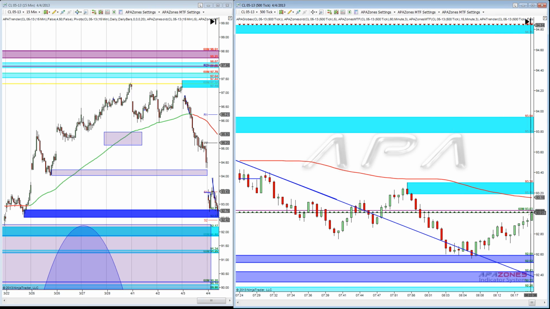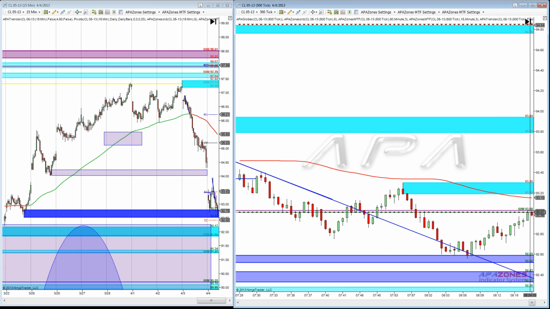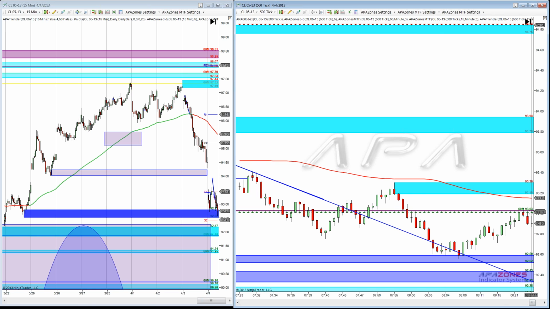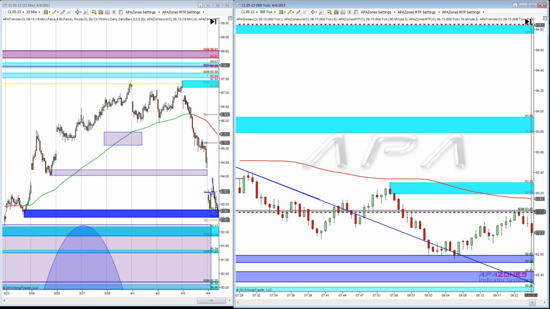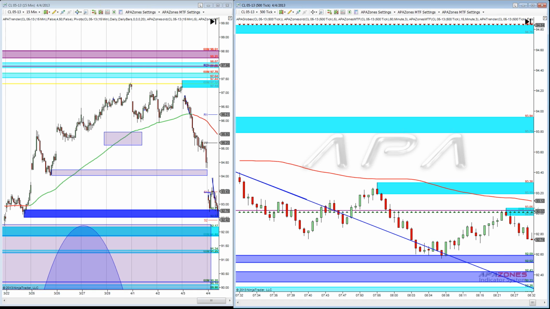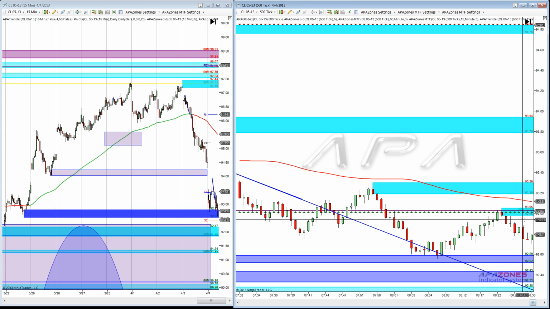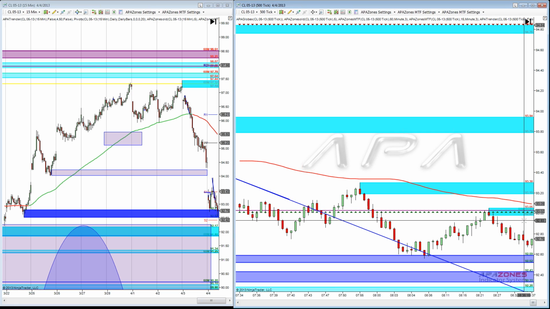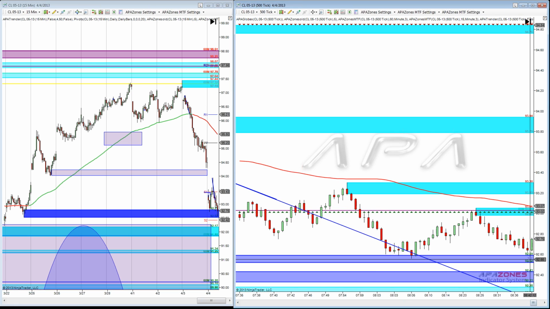Got a retest of the Globex low. Hopefully this acts as resistance here. It's so funny because I still get the terms flipped around sometimes. I've been doing it for so many years. But anyway, let's see if this thing comes on down. There we go. Let's break through this level now.